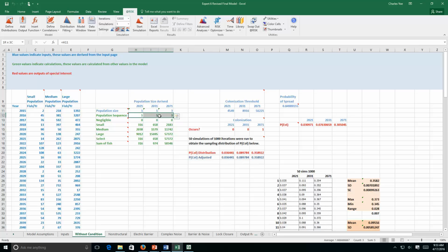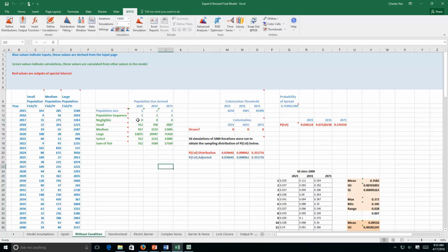Here we have a logic check. This is just a sequence of if statements that assures that this pattern continually gets bigger. Let me see if I can get an illogical pattern. Here's one. During the review process, our reviewers pointed out that it was highly unlikely that there would be a small population in 2021, a medium population in 2031, and then a small population again in 2071. So we built a little logic check to make sure that couldn't happen.